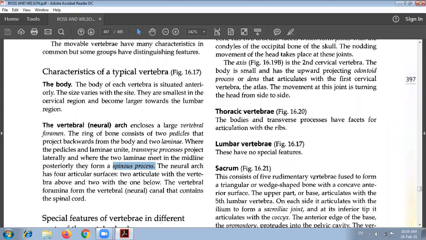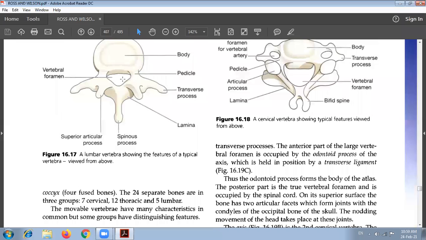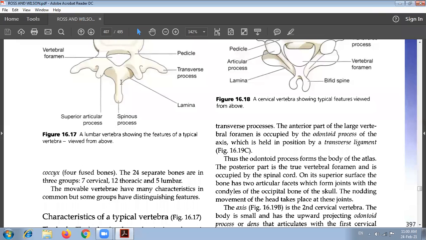So there are transverse processes, then spinous process, and articular processes, two articulate with the vertebra above and two with the one below. So when the vertebrae are arranged one above the other, two processes join to the lower vertebra and two processes join to the upper vertebra. So the vertebral foramina form the vertebral canal that contains the spinal cord. I have told you that this foramen has a passage for the spinal cord, and basically it protects our delicate nervous system, that is the spinal cord.